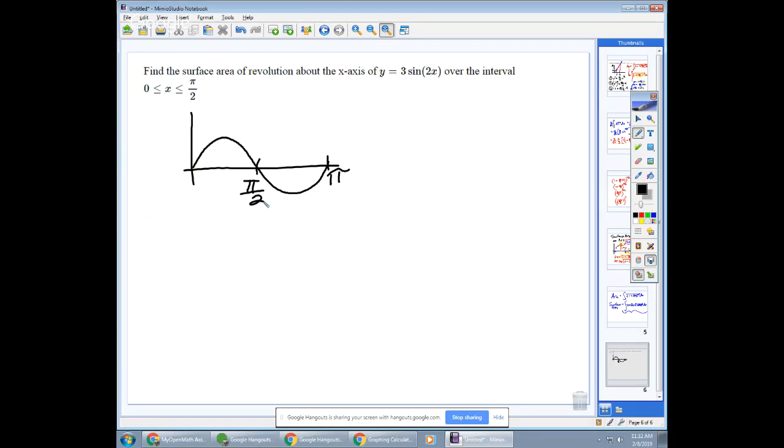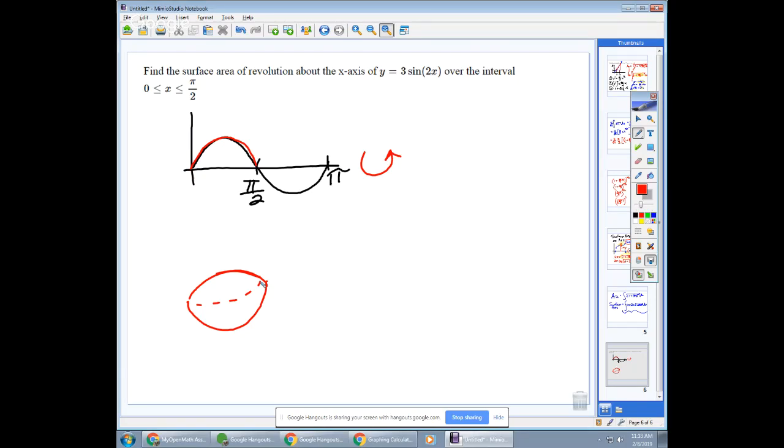So what that means is we want to take this arc right there and revolve it about the x-axis. We're going to make a football-type shape out of a sine wave, which I'm not going to try to draw. No, I want to see your art. Okay, there it is.